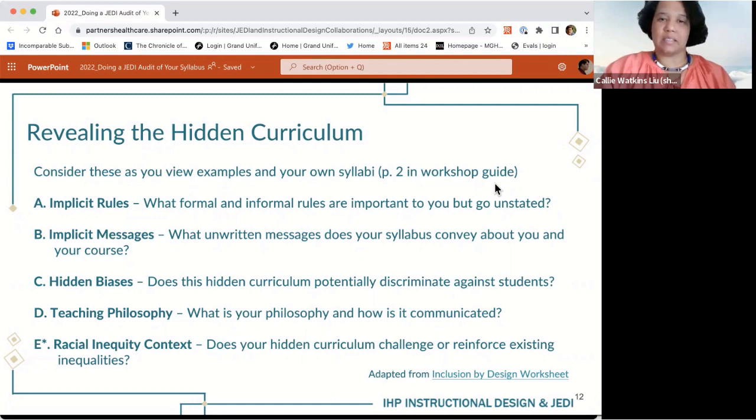About biases. So your syllabus assumes independence in moving through D2L when it is tricky. Oh, that comes up so many times. Teaching philosophy. We'll definitely be getting into bias even more. But thinking about your teaching philosophy too, are you communicating your teaching philosophy? Think about what is your teaching philosophy? And then the syllabus assumes learners know how to navigate resources.